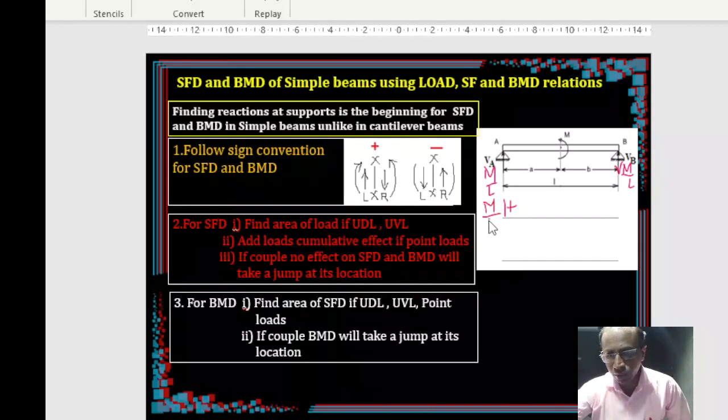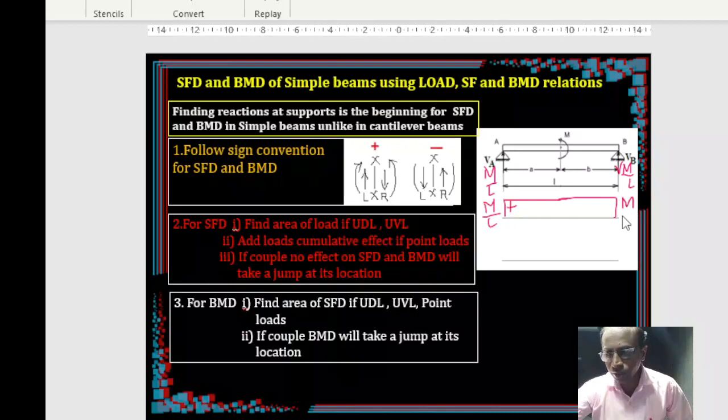Then move forward, because no load is there in between, so go straight up to your middle point where M comes. When you enter this point, will this have any effect on the shear force? It is not a load, it is a bending moment, so there is no effect of this particular loading. Now going forward, you can take this straight till the end. That's it. Here also M by L.